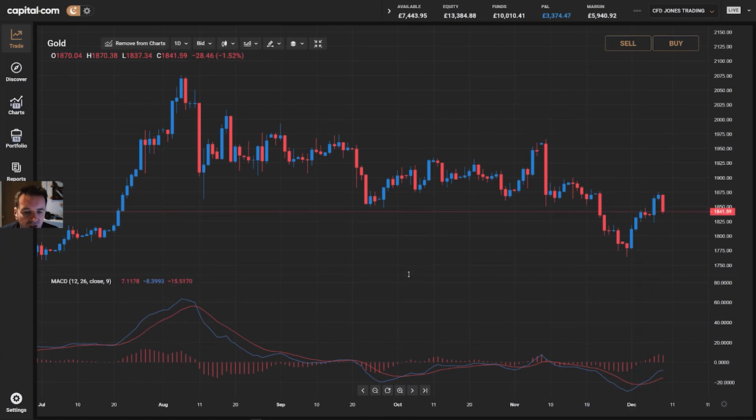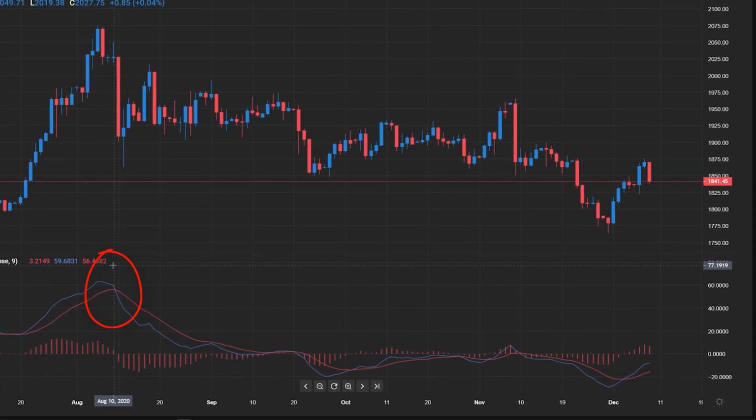If we go back to an extreme and pick up on the sell, here we go. Mid-August, when gold had pushed out to fresh all-time highs, sold off for a couple of days. And then we have the crossing over again of these two MACD lines generating the sell signal. We did see the price of gold under pressure for a few months after that.